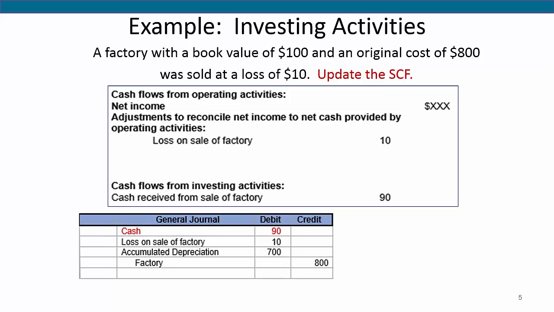Let's see the impact on the statement of cash flows. Be careful here. The sale price belongs in the investing section. However, the gain or loss belongs in the operating section. In this case, the loss is added back to net income in the operating activities section, and the cash received from the sale of the factory is a cash inflow within the investing activities section. Notice that the cash plus the loss, $90 plus $10, equals the book value of $100, which was the amount of the asset removed from the balance sheet.